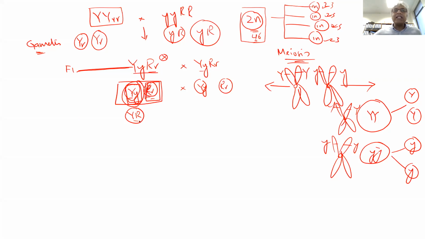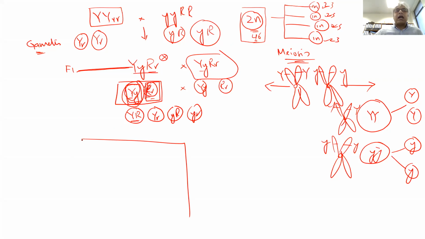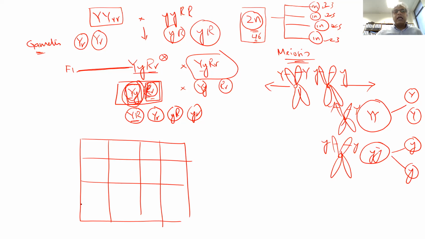So here, as we are learning, the two homologs are never going to go in the same gamete, which means capital Y can go with R, capital Y with small r. Similarly, small y with capital R, small y with small r. Same gametes, because it's self-pollination. If we now draw a checkerboard, write down the gametes.